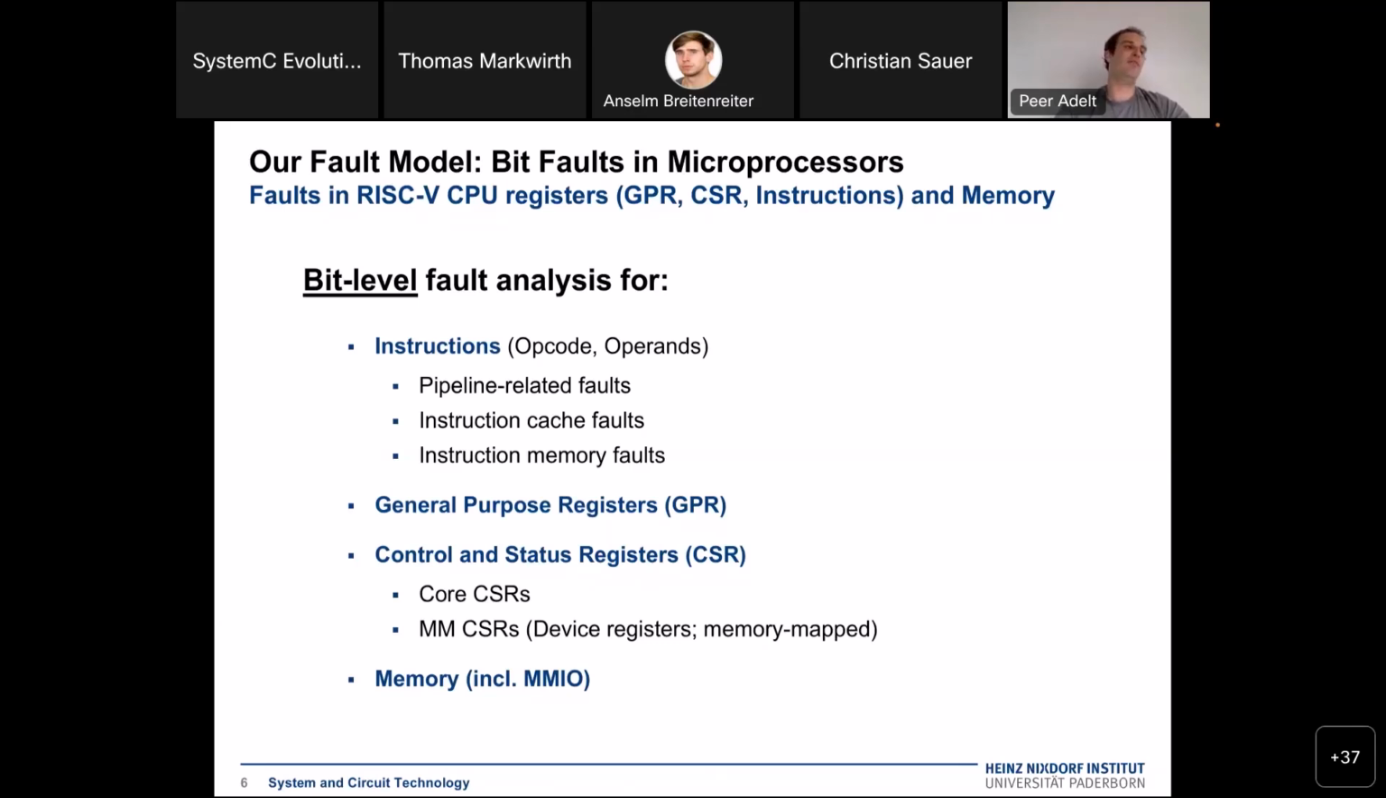So not physical memory, but instead some peripherals that are connected via the memory bus. And we do this analysis, or the fault model is based on bit level. So for each and every instruction and for each and every register and memory, we modeled bit faults for RISC-V. So that's the basic idea.